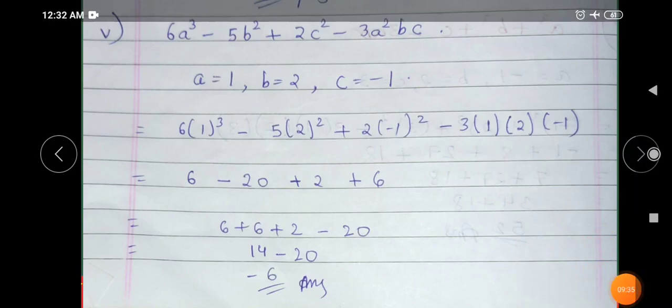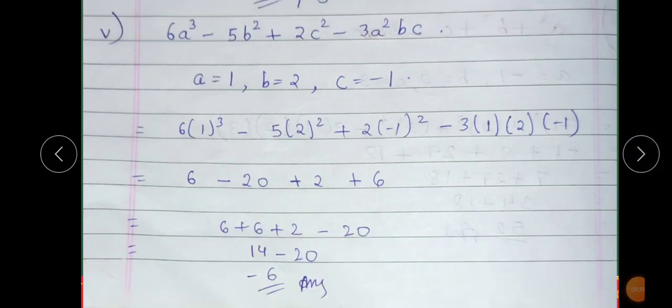The last question, methods are all same, so you can go through the question and solve it in your copy accordingly, okay?